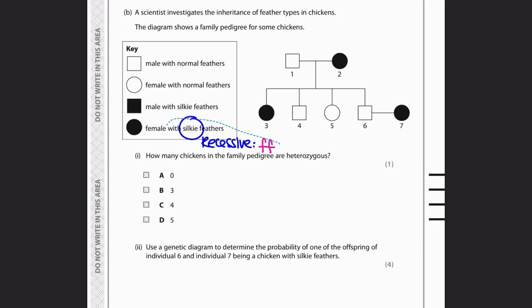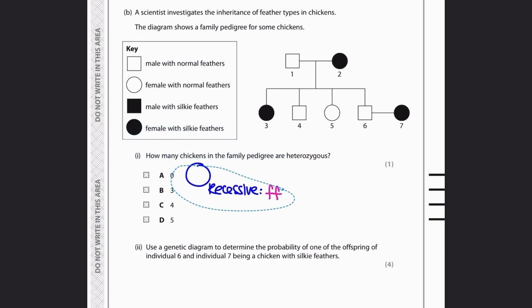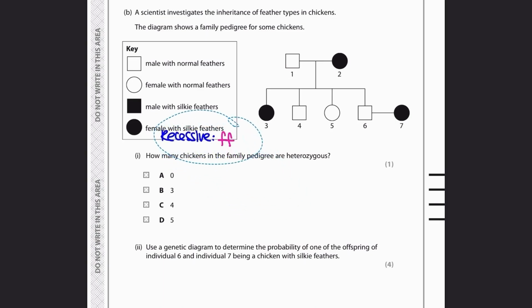So that means, let me just move this over here. We don't need this over here. So recessive is small f, isn't it? So therefore, all of the black ones have small f, small f, small f, small f, and small f, small f. So that's clear. Now we've got to figure out the white ones.